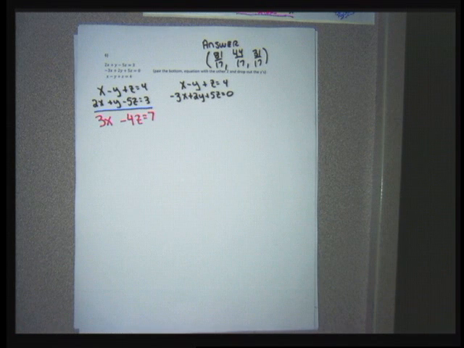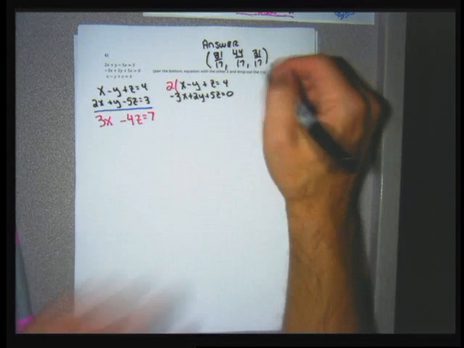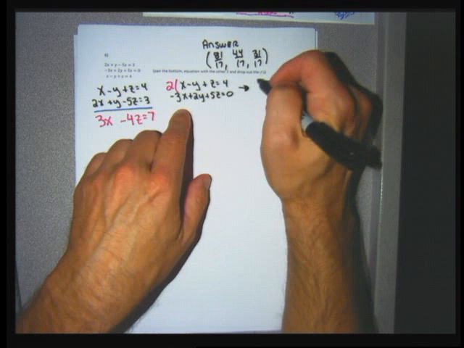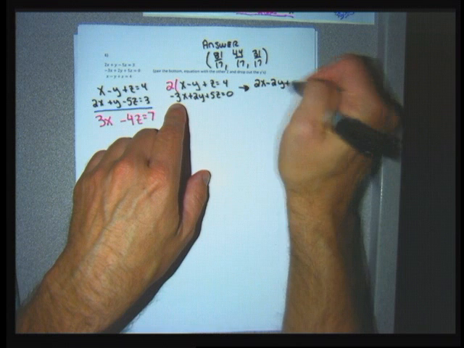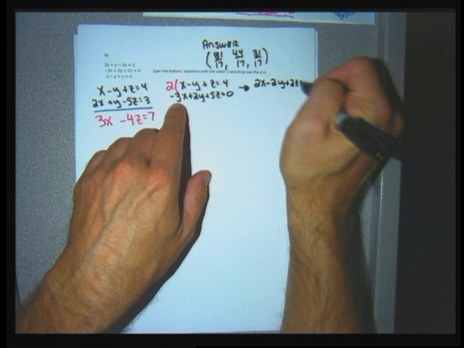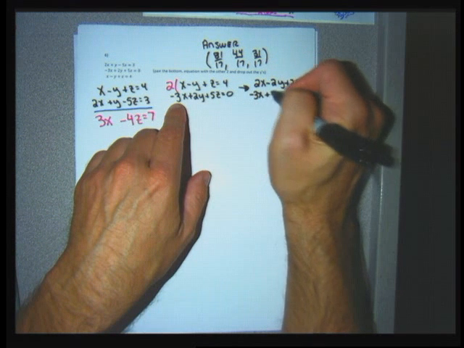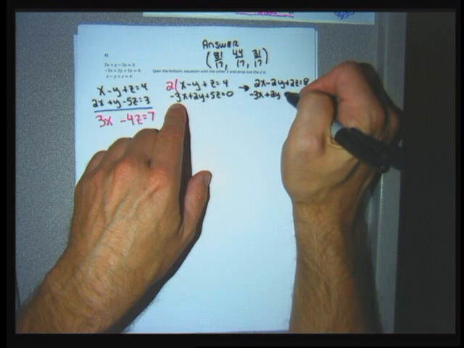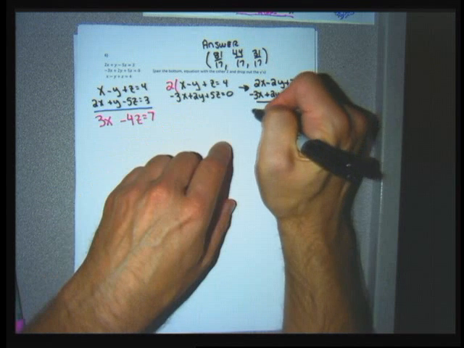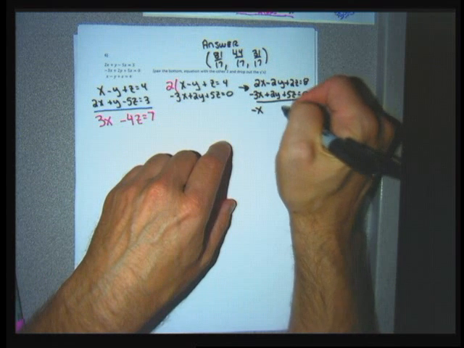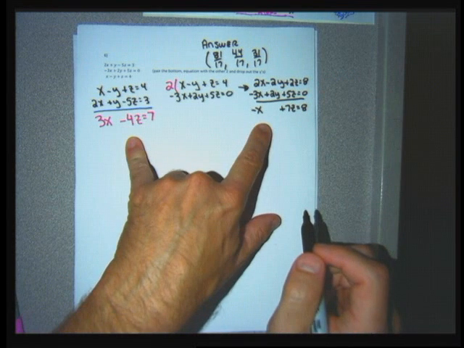This next set, I'm going to multiply the top by 2. When I multiply the top by 2, I'll put it over here just to save vertical room. I get 2x minus 2y plus 2z equals 8. And I can leave the bottom, minus 3x plus 2y plus 5z equals 0. Add these together, I'm going to get minus x plus 7z, because the y's are going to cancel, equal to 8.